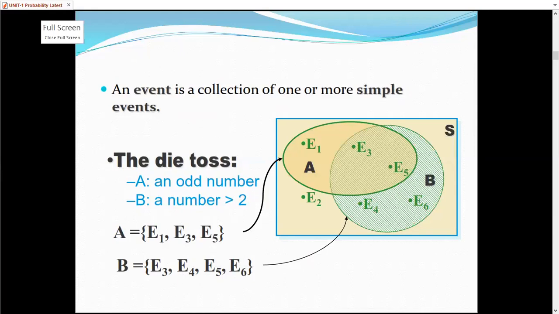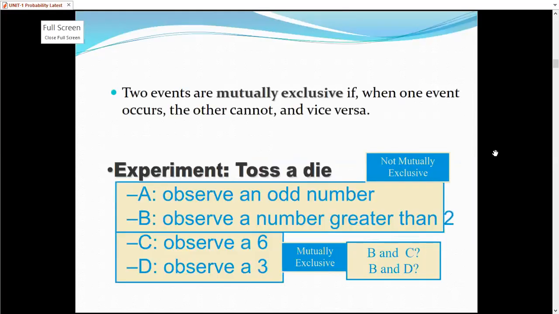So here you don't have E2 in A as well as B. I am representing this in a sample space S with events A and B, and E2 is outside of A and B. So this is the representation for this example when you are throwing a die and you have 2 events A and B. Two events are said to be mutually exclusive if when one event occurs, the other cannot, and vice versa.